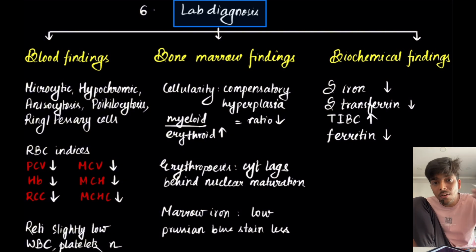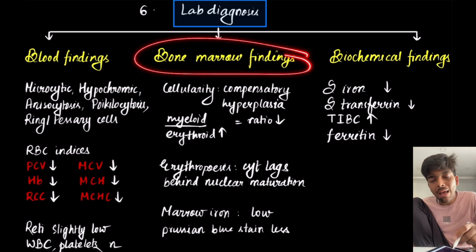There is deficiency of iron, so obviously hemoglobin goes down. The mean corpuscular hemoglobin goes down, and the mean corpuscular hemoglobin concentration also goes down. There is decrease in RBC production, so there is decrease in packed cell volume as well as decrease in mean corpuscular volume.